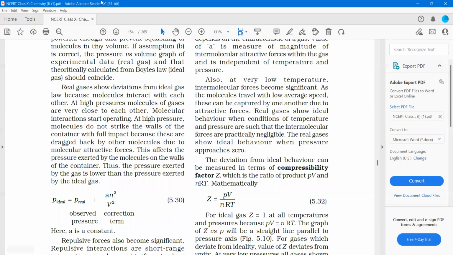Okay, so you have this. Now, let me draw a container and show you guys.